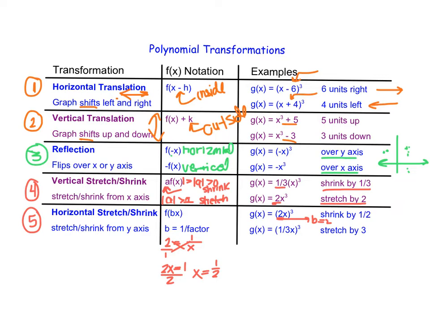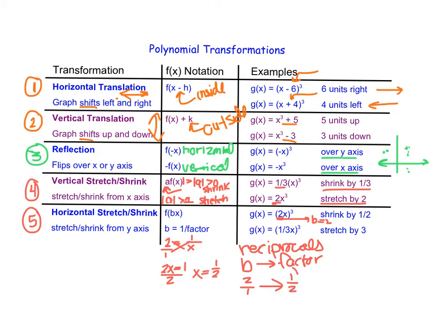The other way you can go about this process is that b and the factor are what are called reciprocals of each other. So if you know that your b value is 2 over 1, which we can see in this particular example, you know that your factor is going to be that flipped over. So that's going to be 1 over 2. So that's the other way you can find your factor.